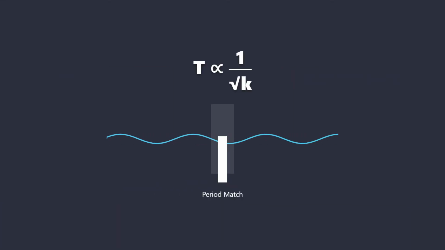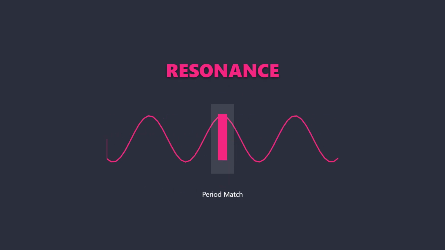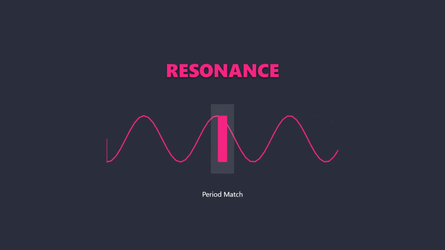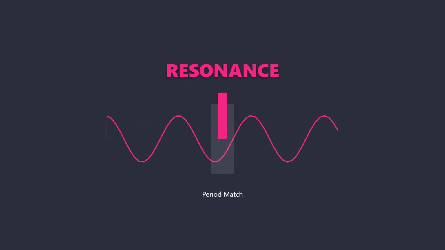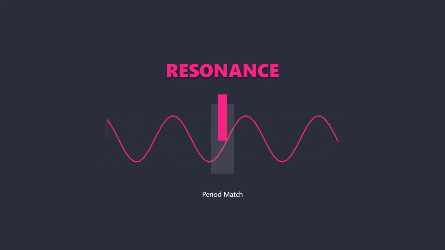The fundamental period, T, of a structure is inversely proportional to the square root of its stiffness. Resonance maximizes structural response and damage when the structure's fundamental period matches the dominant period of the ground motion. Modern seismic design employs two primary strategies to prevent this catastrophic match.